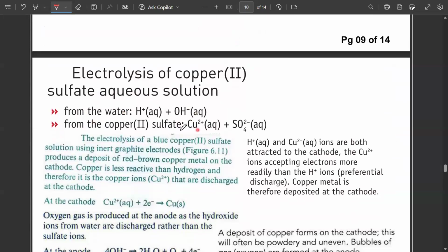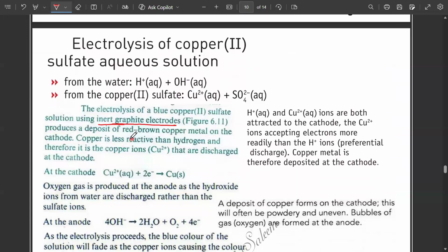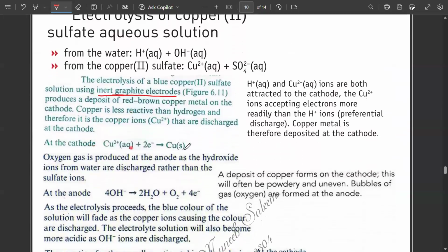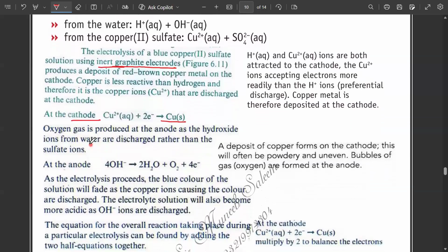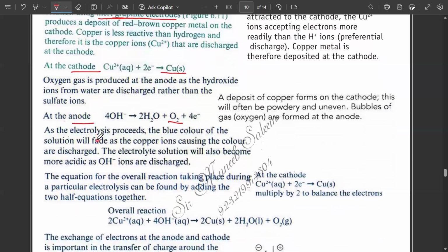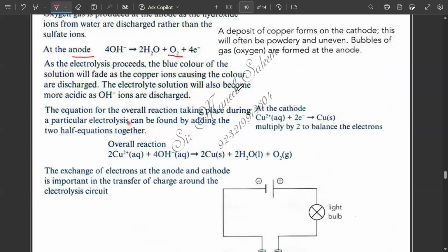But in case of carbon as electrodes, mind it, carbon and graphite are both the same thing. Inert carbon or inert graphite are both the same thing. So in case of the carbon electrodes, there is a formation of copper metal at the cathode, the negative electrode, and at the anode, there is a formation of oxygen gas. So we have to verify the statements in the question.